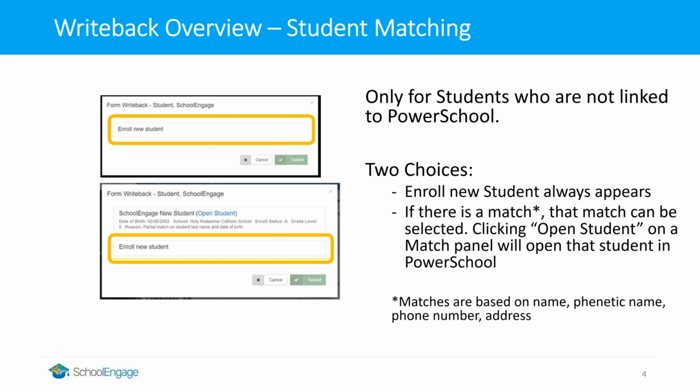So I'm going to walk you through, for anyone who might not be familiar with how it works in SchoolEngage right now, basically how the Writeback works. If a student is not currently linked to PowerSchool, when you go to write them back, you'll be prompted with this page here. As you can see, there are two main options.